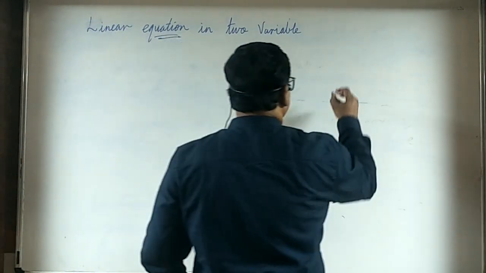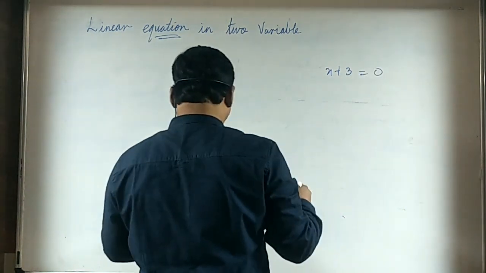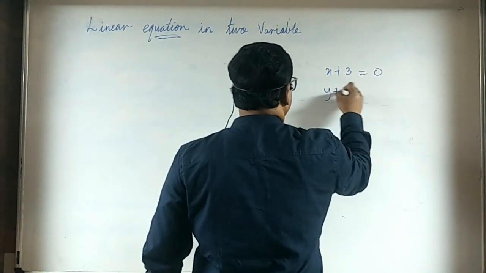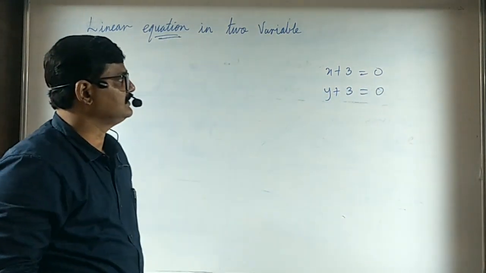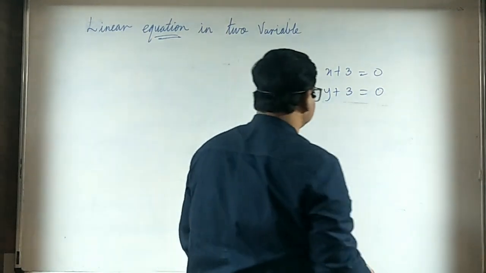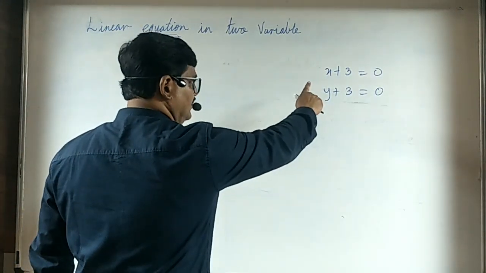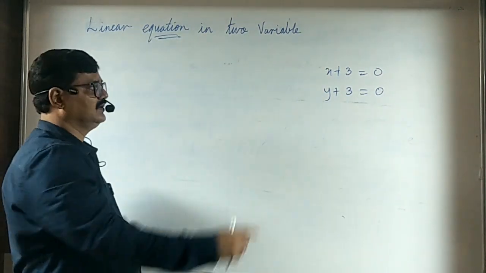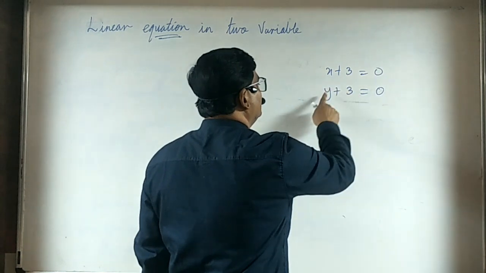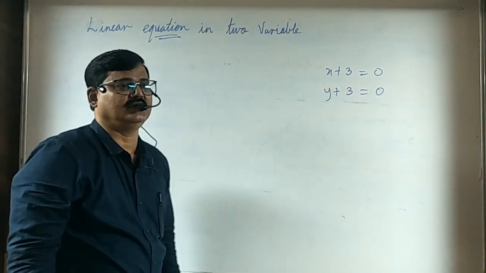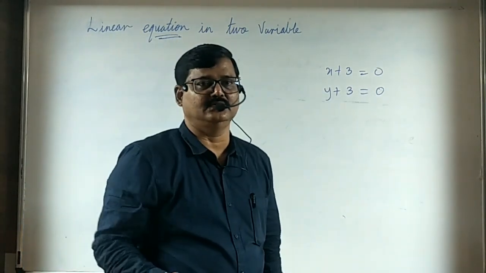If you check carefully, x + 3 = 0, and here y + 3 = 0. Can you see this? This is an equation. You have one variable and an equal to sign. Here x is called a variable, and this is called a number. Here also you have the variable y, an equal to sign, and a 0 coming up.